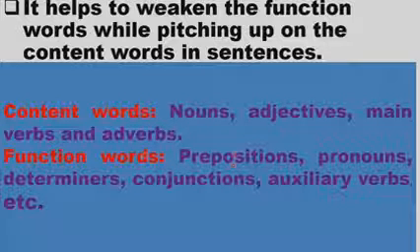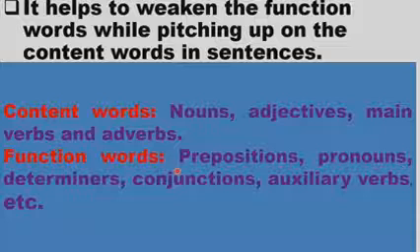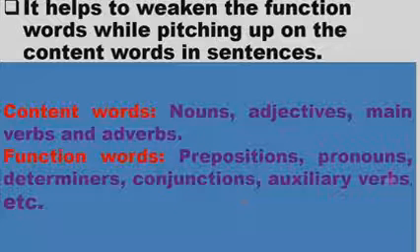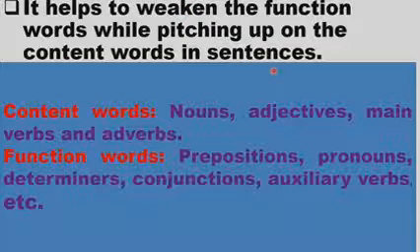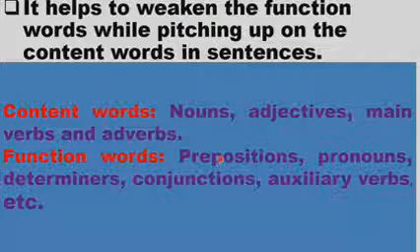Then function words. When you see prepositions, pronouns, determiners, conjunctions, or auxiliary verbs, they are considered as function words. You pronounce them more like the schwa. Examples of prepositions, you know them: on, at. Pronouns: he, she. Determiners: the, a. Conjunctions: and. Auxiliary verbs: would, can.